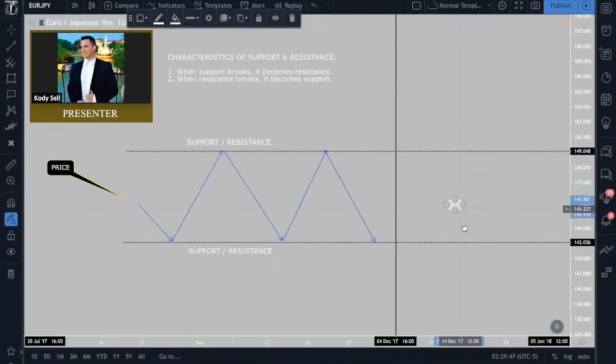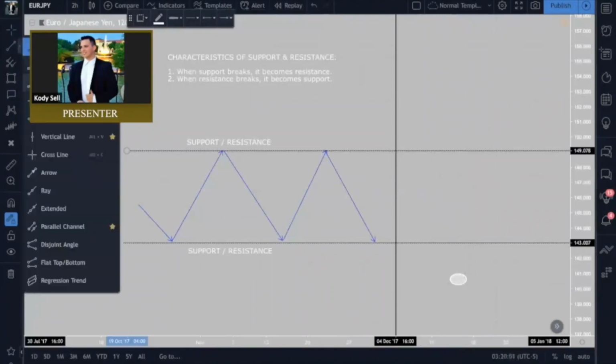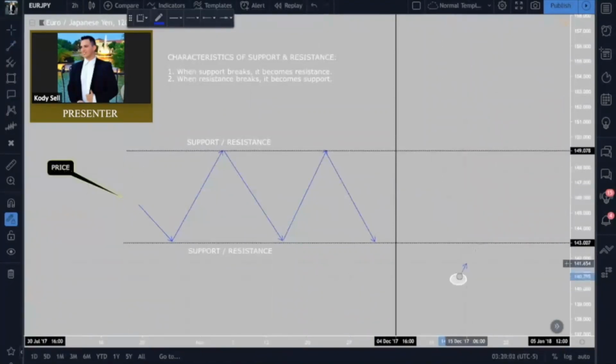And if price is down here, this support and resistance level is resistance, as well as this support and resistance level. They are both resistances. They are both above price. Price may come up, find resistance. If it breaks through it, it will come up and find resistance. They are both acting as resistance because they are both above price.